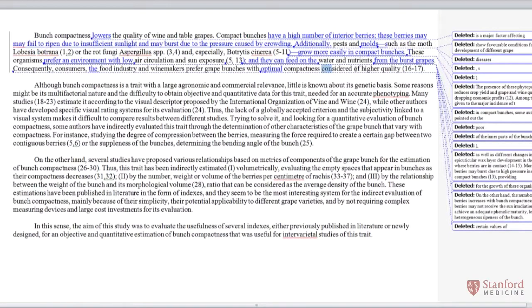I don't want to say with the lowest compactness, because I think at some point low compactness is good, but at some point probably the grapes become too sparse, so optimal compactness. All right, so that just kind of trims that first paragraph a little bit, makes it more manageable.